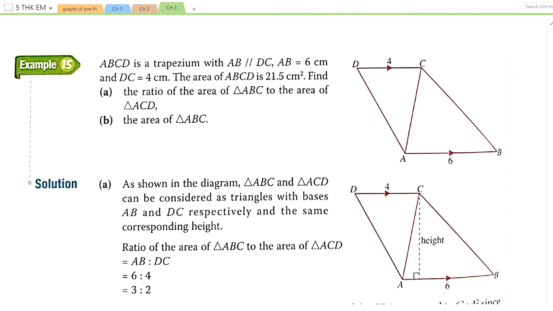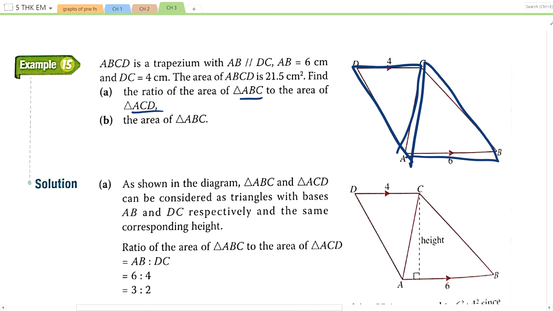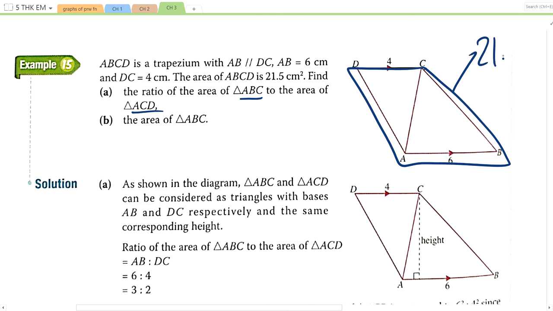Example 15. Now we will give you diagrams like this, where it is your job to identify whether they have common height or not. So here we have two triangles, ABC and ACD. Find the ratio of the area. The entire quadrilateral ABCD has an area of 21.5 square centimeters. I want the ratio of areas.